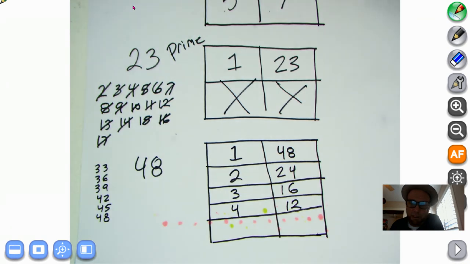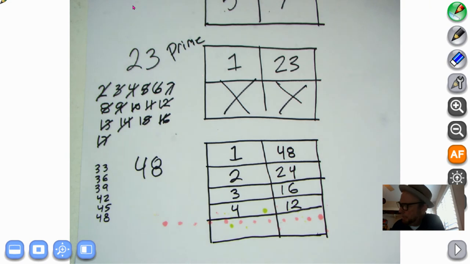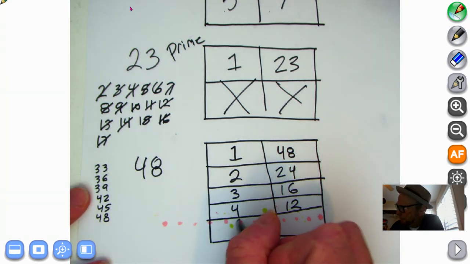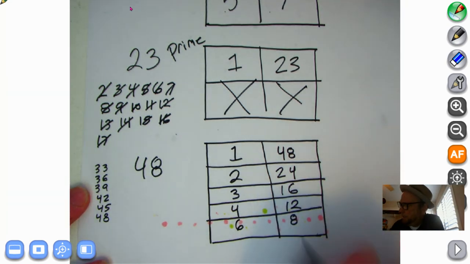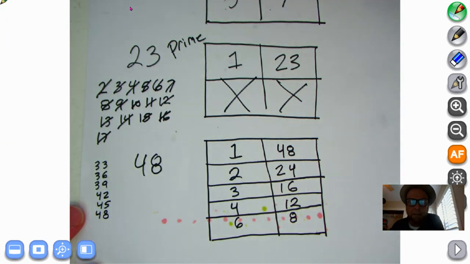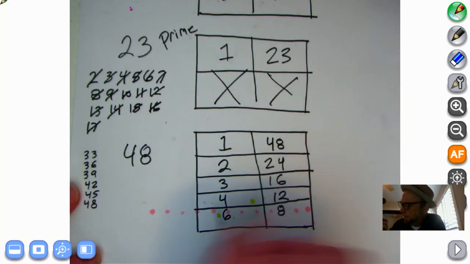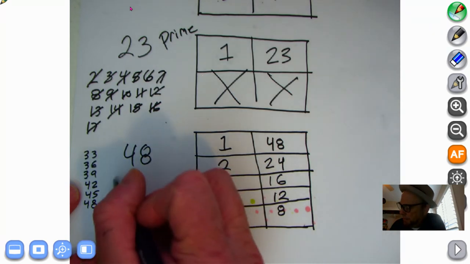Will 6 work? 6 times what is 48? Remember, 6 times 5 is 30. 6 times 6 is 36. 6 times 7 is 42. 6 times 8 is 48. What about 7? No. 8, we got there. 9, no. 10, no. 11, no. 12, we have. 13, no. 14, no. 15. I think that's going to be the end of our factors for 48. So this has 1, 2, 3, 4, 5, 6, 7, 8, 9, 10. So it's definitely composite.